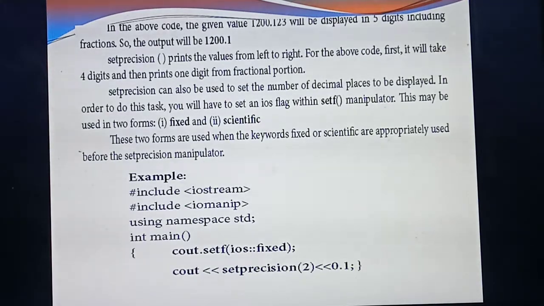Understood? Okay. So now we are going to see one example program. Listen, first line. What's the first line? The first line is a header file. Hash include iostream. Next you are going to use a manipulator. So which header file do you need to include? Hash include iomanip. Okay. What's the next line? Using namespace std. Then the main function.